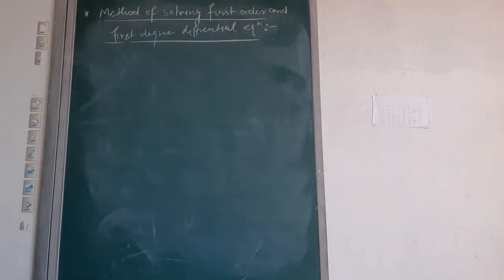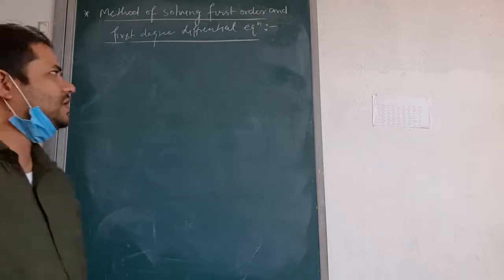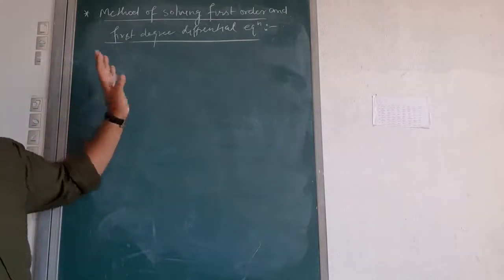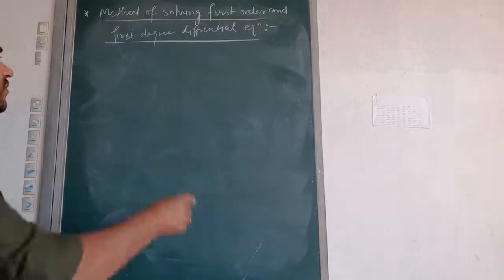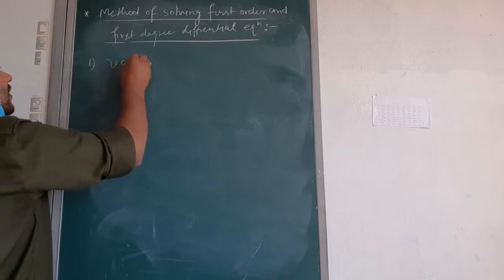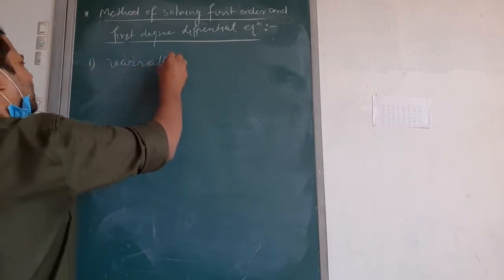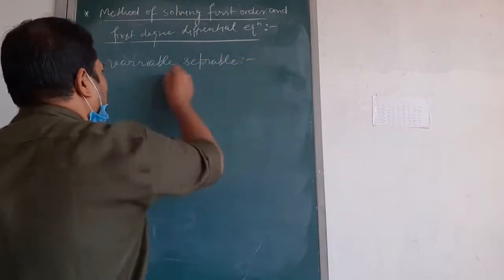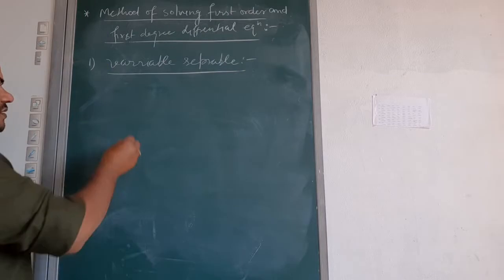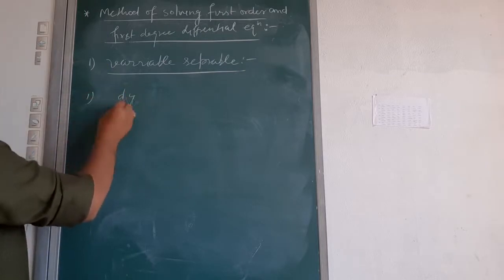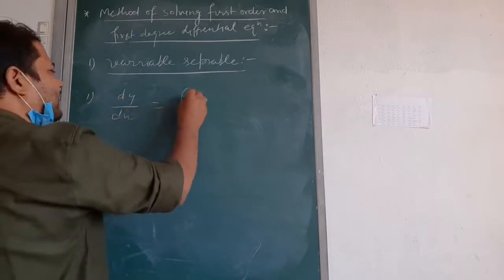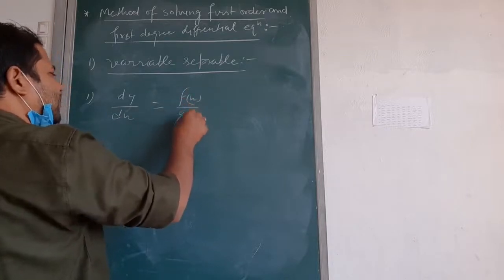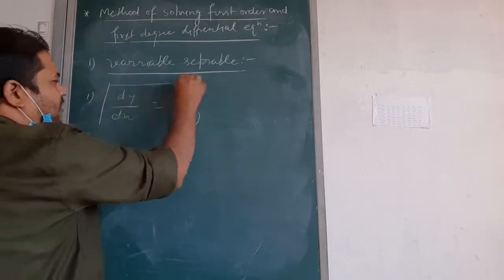Maybe linear or homogeneous is deleted. Any one of these three is deleted for this year, but I will teach you all these three. So first one is the variable separable. This is a very easy one. In this differential equation, suppose it is of the type dy by dx is equal to f(x) upon g(x) g(y). This type of differential equation.